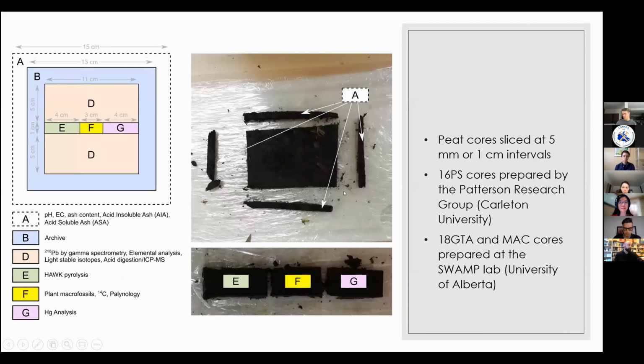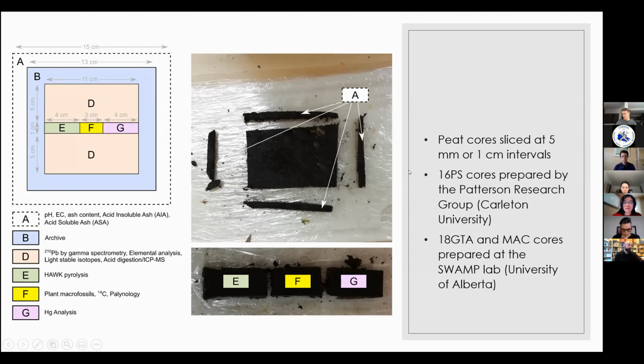This is an example of the sampling methodology. The peat cores were sliced at 5 millimeter or 1 centimeter intervals. The 16 PS cores were sent to me at Carleton, whereas the rest were sent to Andrei at the University of Alberta. Each of the slices was then subsampled for various analyses, including radiometric dating, geochemistry, and paleontological analyses.